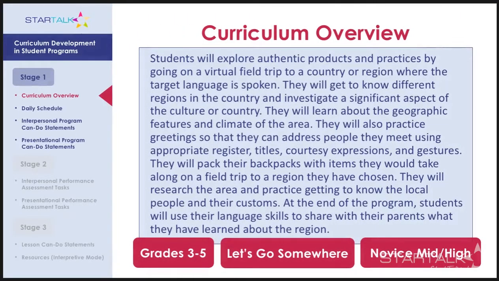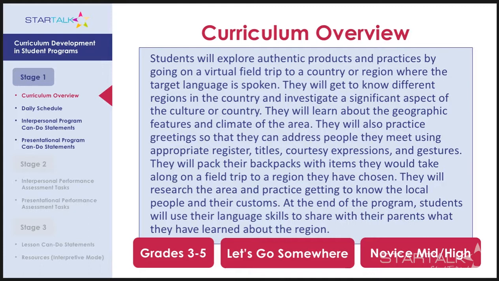The curriculum overview asks that programs identify who their learners will be, giving an indication of the amount of time for the program and the performance level that's anticipated for those students. They also identify the theme of the program. The theme provides the context and the purpose for learning.